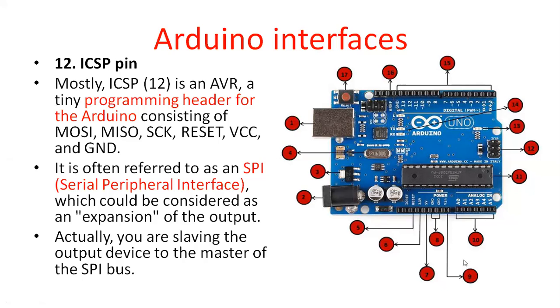SPI means serial peripheral interface, which can be considered an expansion of output. You are getting the output here. You connect the output devices to the master of the SPI bus. That means there is a bus, and you insert that bus into these pins. From this you solve the problem. This is something about the ICSP pins.